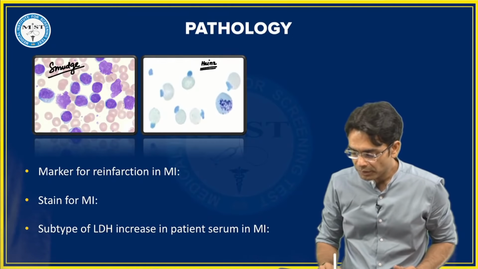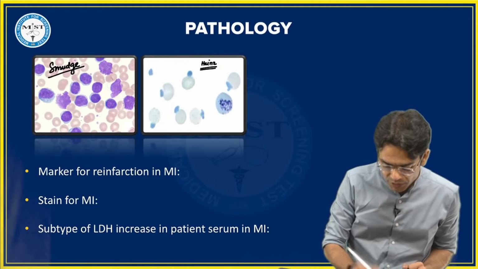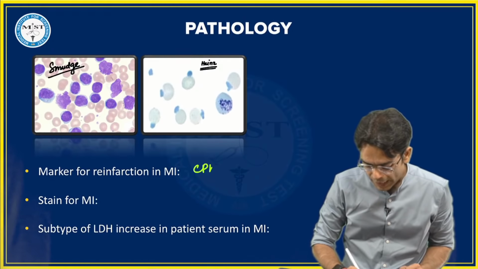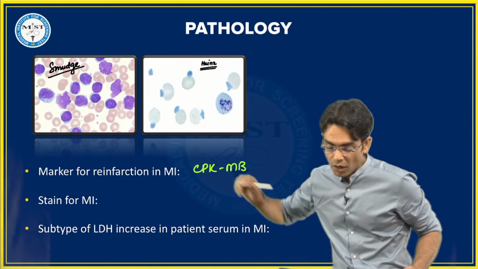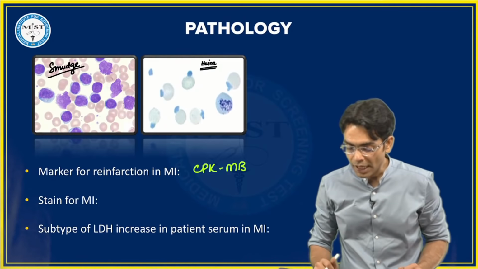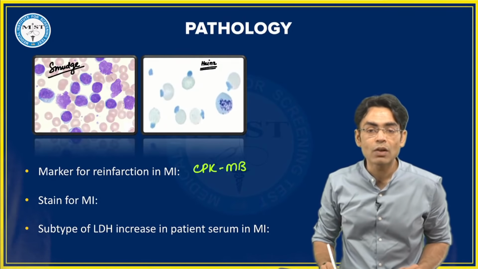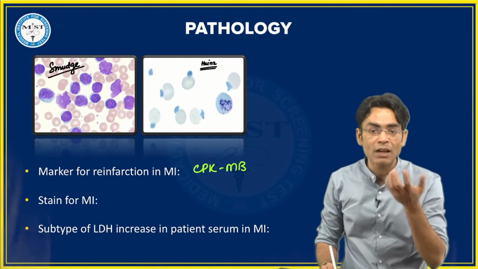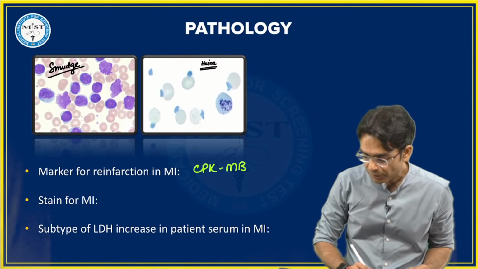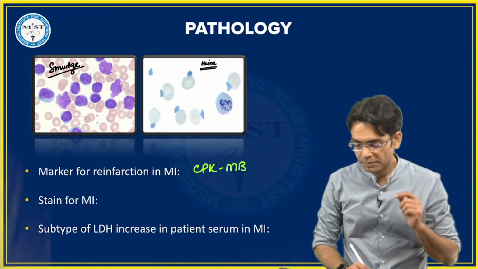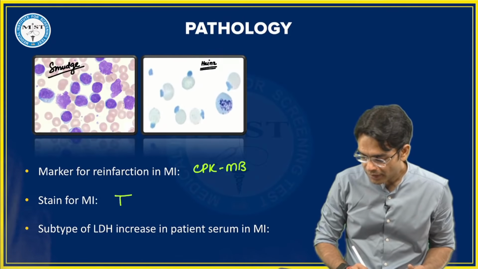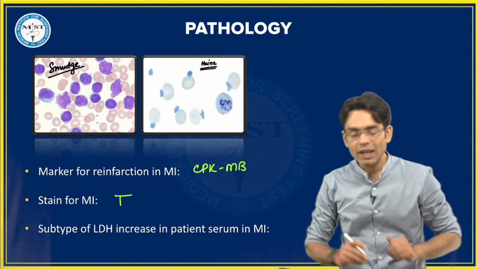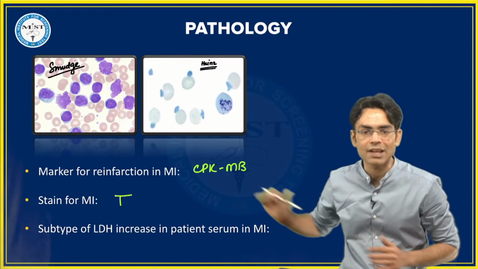Marker for reinfarction. Very good. Yes, CPK-MB. You are right, beta. Easy peasy. Gaurav, Sabha, Naveen, Kevin, you are all right. Stain for myocardial infarction: whenever there is an infarcted area, what is the stain you are using? But if we are asking just a straight question for reinfarction, the answer has to be CPK-MB.